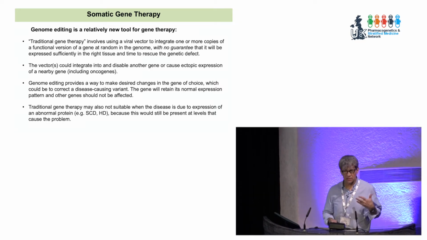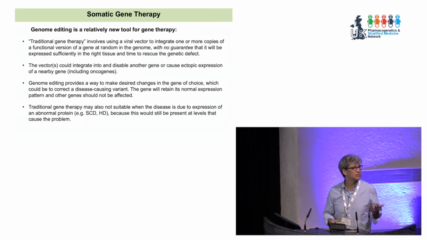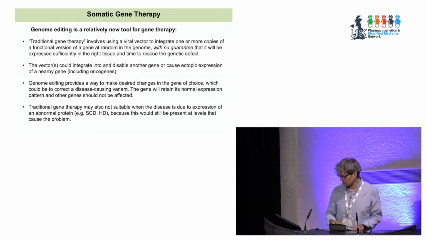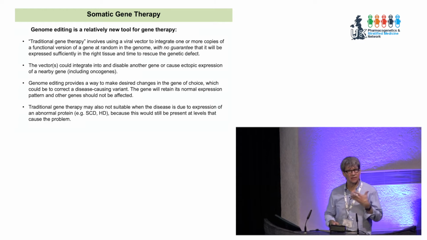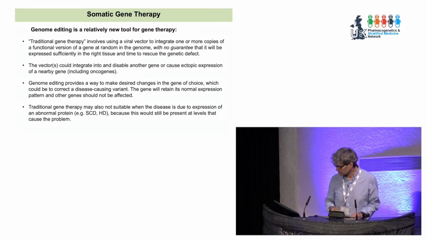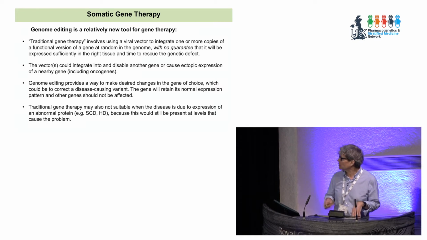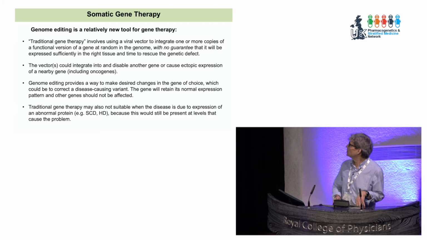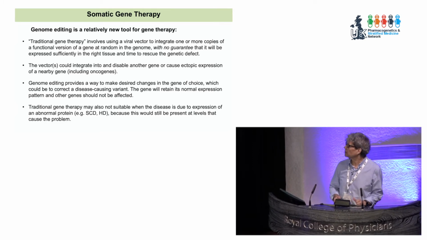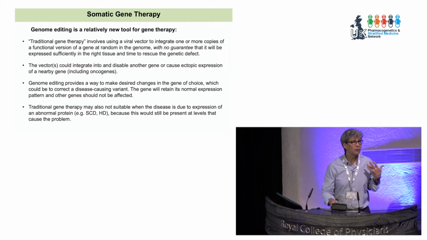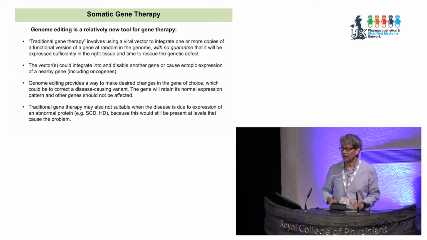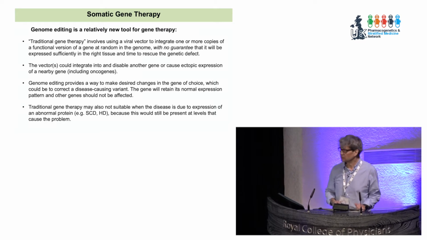And then the vector can also, because it integrates, disrupt a critical gene when it does so. So there have always been concerns of what happens if you, for example, let expression of an oncogene, or you mutate a tumor suppressor gene. So genome editing clearly provides a way to make desired changes in the gene of interest, which could be to correct a gene causing variant. The gene will hopefully retain its normal expression pattern, and other genes should not be affected if it all goes to plan.